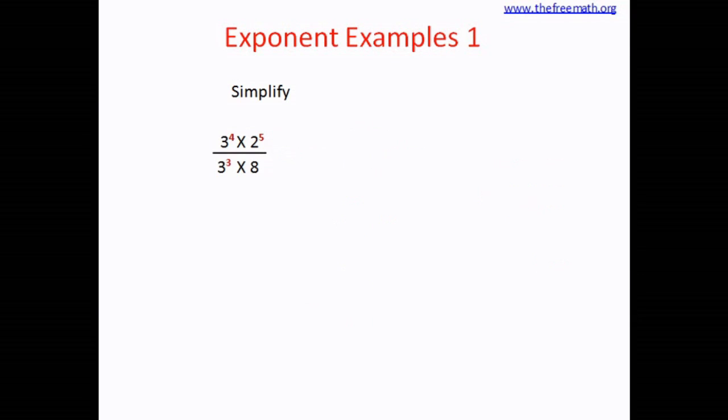The next problem is this. 3 to the power of 4 multiplied by 2 to the power of 5 divided by 3 to the power of 3 multiplied by 8. If you look at the numerator, the bases are 3 and 2, and in the denominator the bases are 3 and 8. Can we do something where the bases in the numerator and in the denominator are the same?